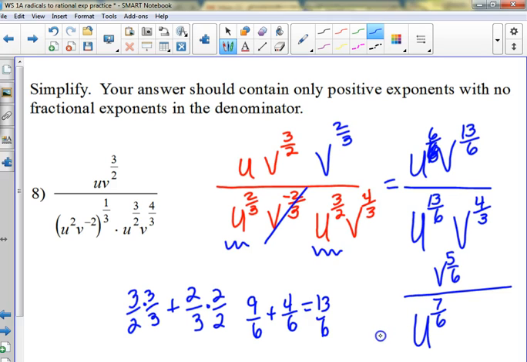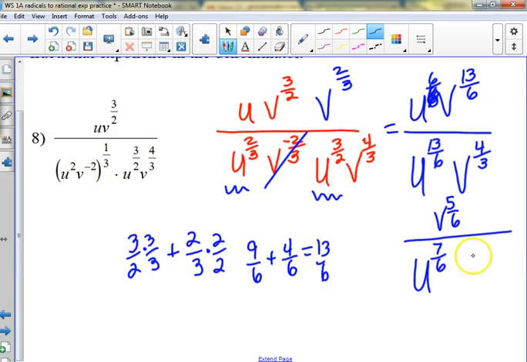I'm thinking a calculator would have been our friend. What do you think? What does it say in the directions? No fractional exponents in the denominator. Okay. We need to do something that will make this come out a whole number.